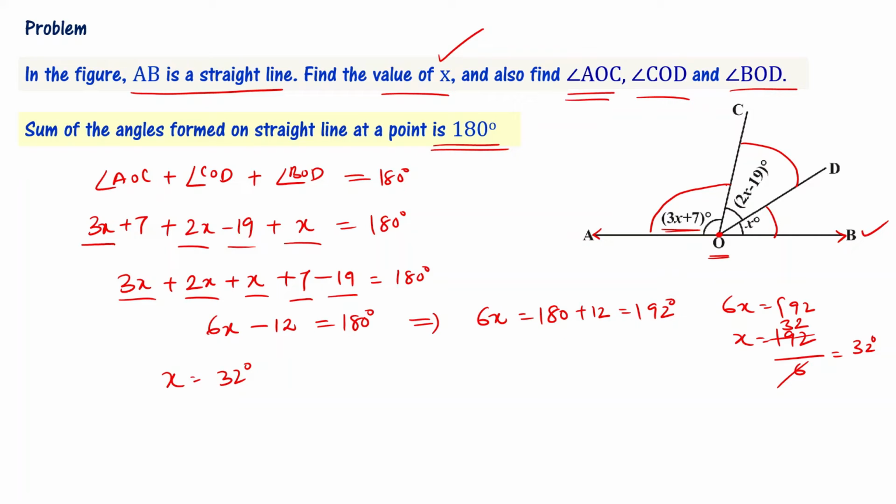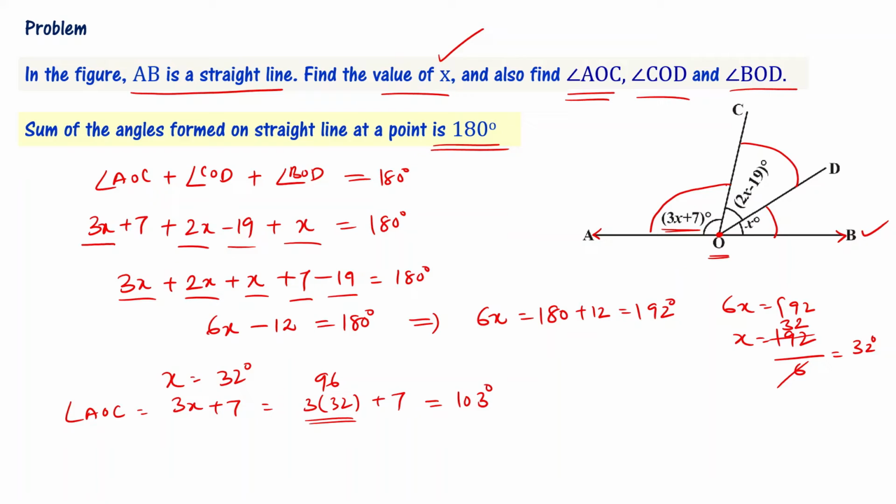Now angle AOC is 3x plus 7, right? This is going to be 3 into 32 plus 7. 3 into 32 is 96, right? 30 threes are 90 and 3 twos are 6. 96 plus 7 is 103 degrees.